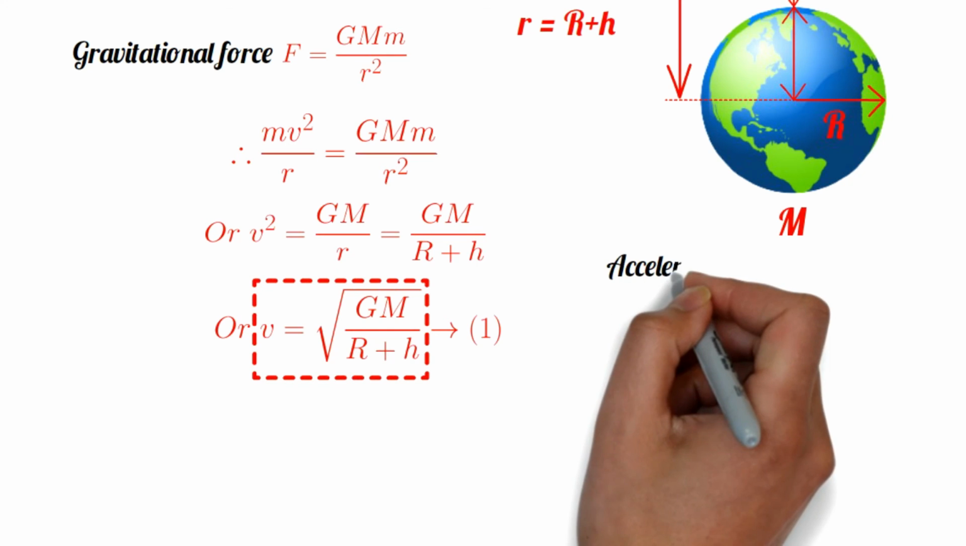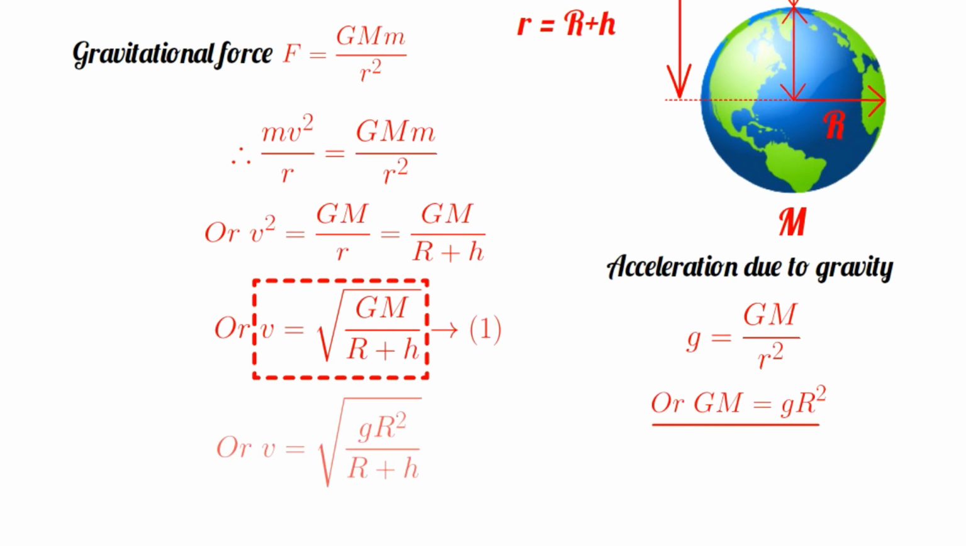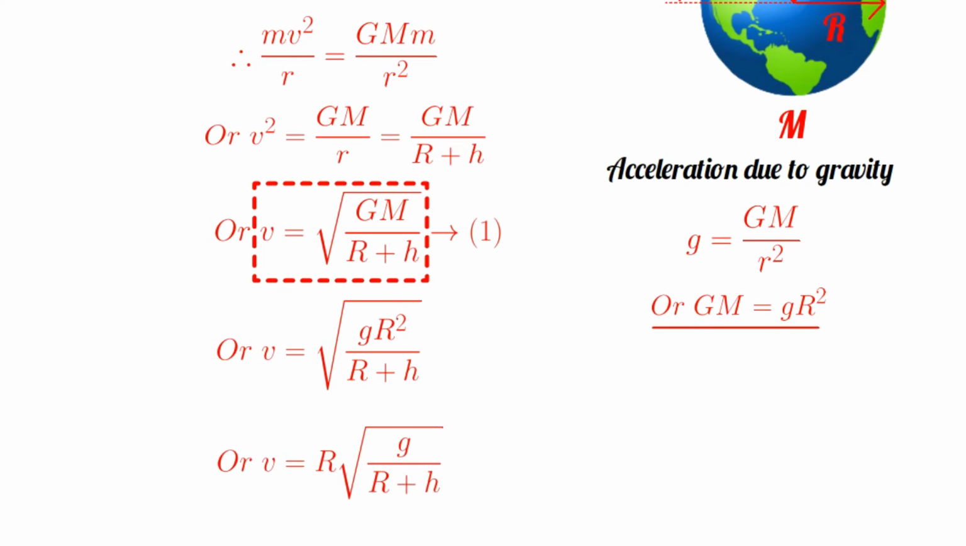We also know the acceleration due to gravity at the surface of the Earth, small g, is equal to GM by R squared. So capital GM is equal to small g into capital R squared. Now by substituting the value of GM in equation number 1, we get small v is equal to root over small g, capital R squared by capital R plus small h, or v is equal to capital R into root over small g by capital R plus small h. This is also the formula for the orbital velocity of an artificial satellite orbiting the Earth.